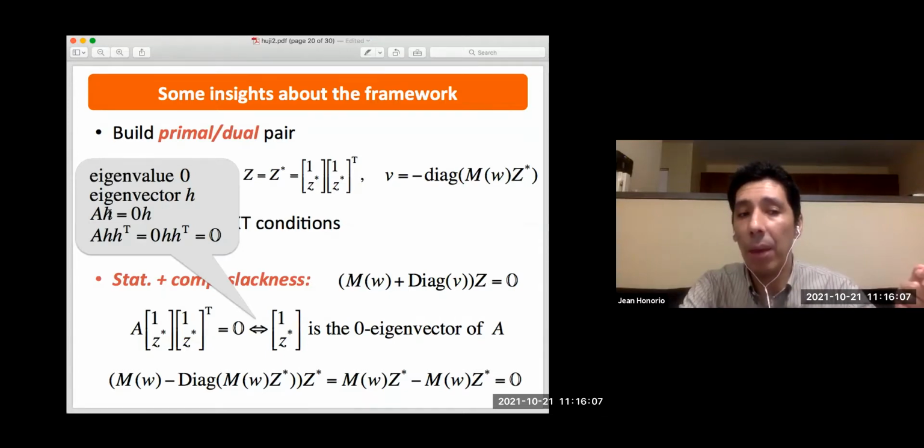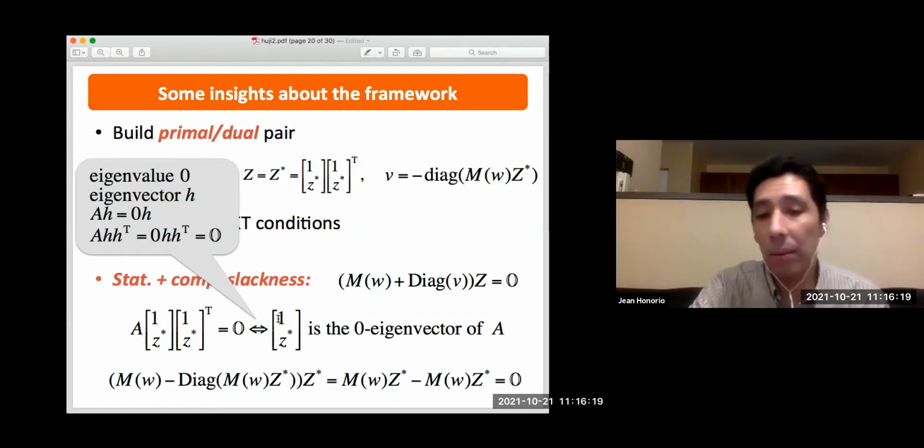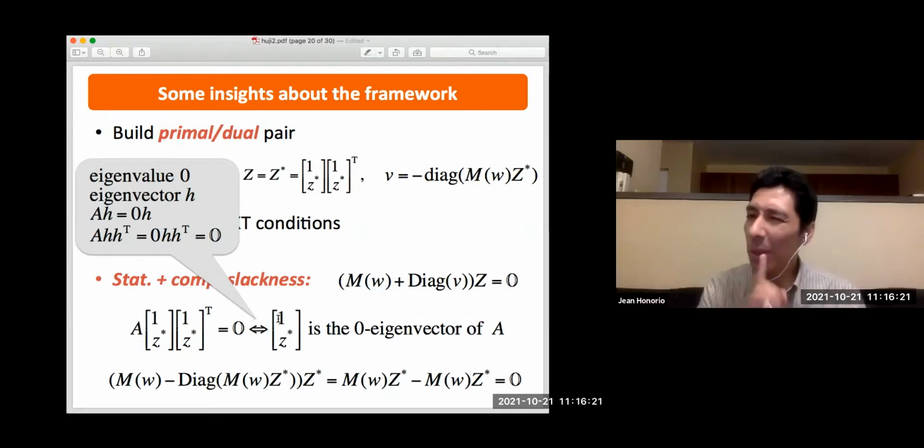Then if I multiply by H transpose both sides, you would get H transpose equal to 0 H transpose, and that's a matrix of zeros, right? And that's exactly the shape that I have here. So that's one nice thing. So we know something about this matrix now, the MW plus diagonal nu. We know that it has one eigenvalue that is equal to 0, and the eigenvector associated to that is the vector C star with an extra 1 there.